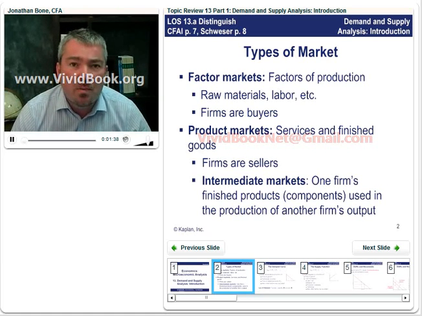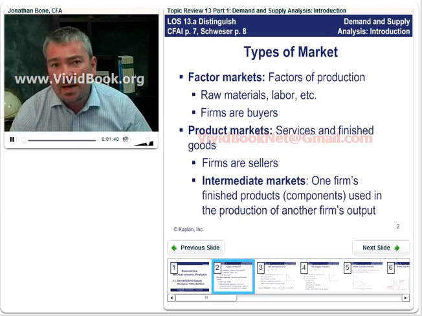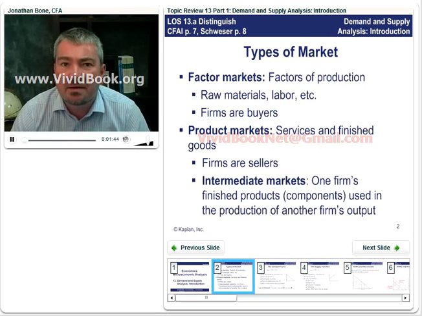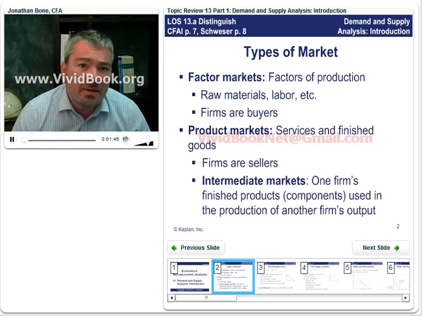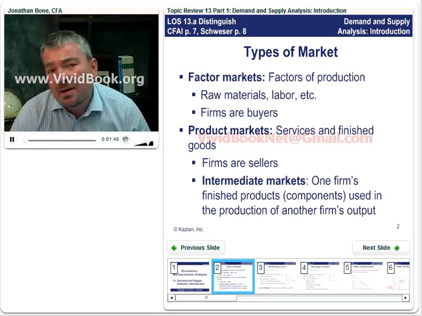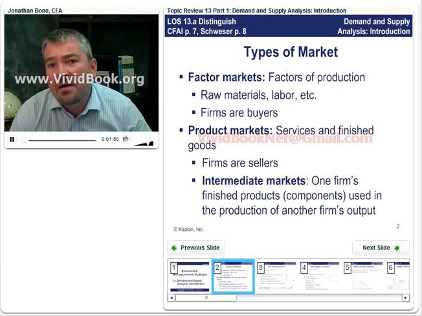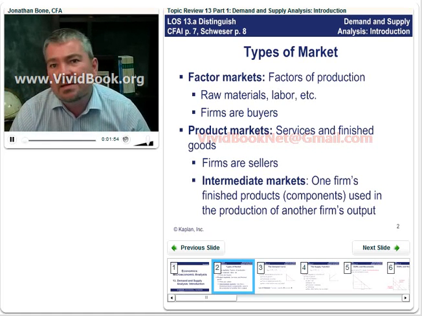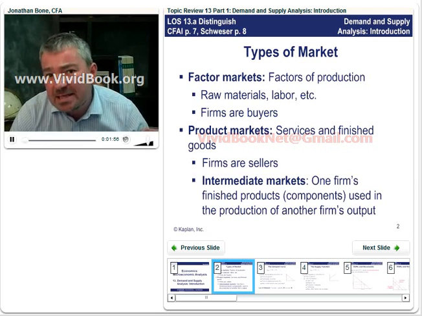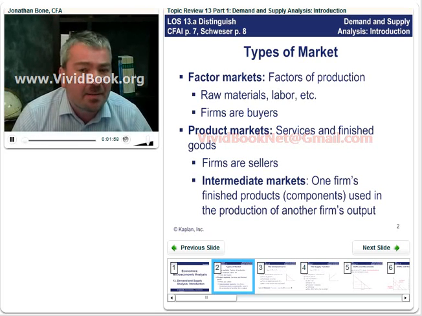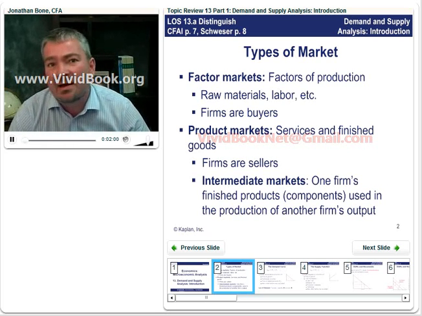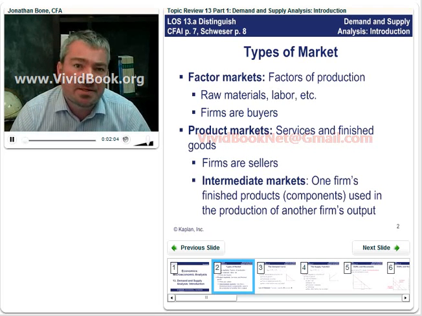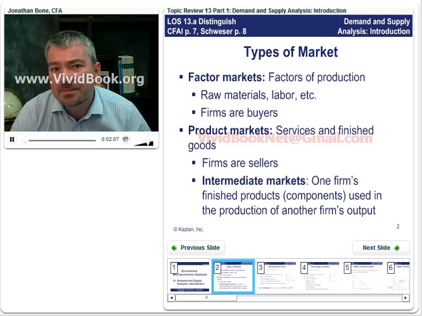Now, of course, who buys the factors of production? Well, it's going to be the firms that are producing goods. So firms are buyers in the factor market. We then talk about the products market. Here, we're talking about the output of the firms. So in other words, we're talking about finished goods. So these are services and finished goods. This time, of course, rather than the firm being a buyer, the firm is the seller of the finished goods. And we have customers in the marketplace that are going to be the purchasers. So we talk about consumers.